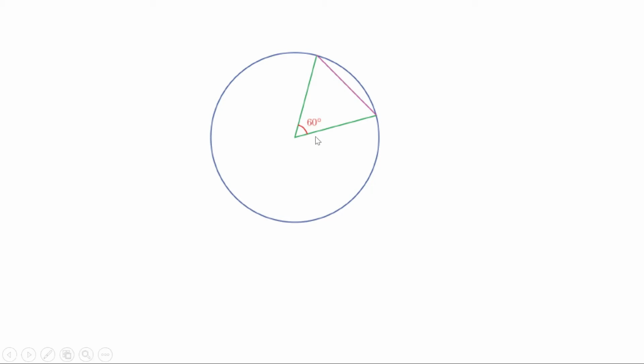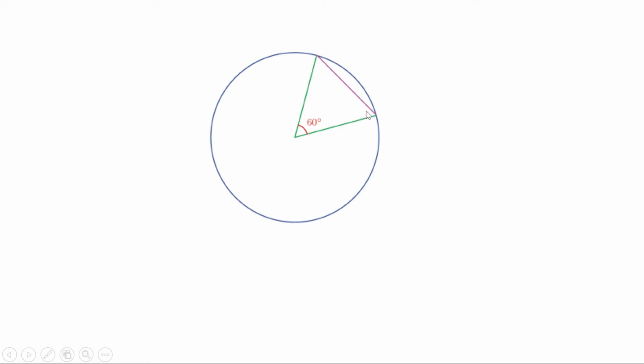What about the length of a chord? Can we compute it from its central angle? Let us check. Here the central angle is 60 degree. These two are the radii of the circle. Therefore, they are equal. Therefore, the angles opposite to them are also equal. That means these two angles are equal.